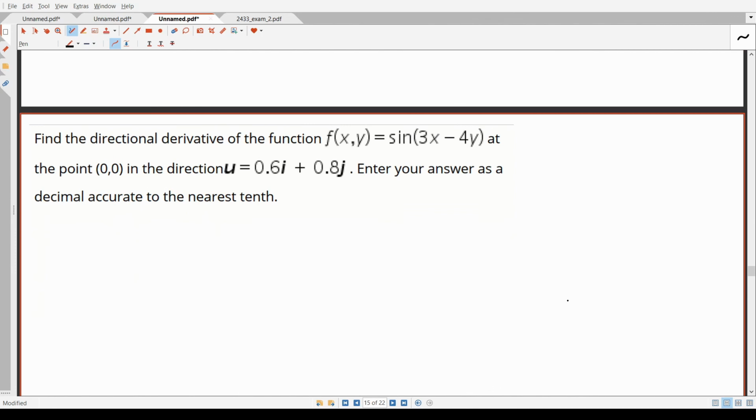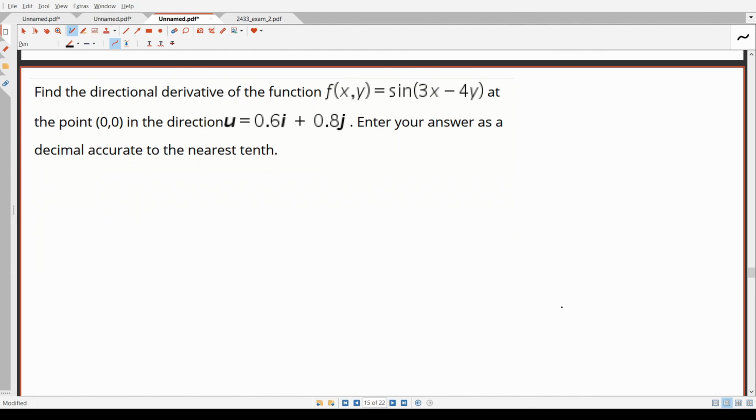Find the directional derivative of the same function at the point 0, 0 in the direction of this. Okay, so we need to check that that's a unit vector, and if not, we need to convert it to a unit vector. It is a unit vector, right? So this is 3 over 5, and this is 4 over 5. We'll see that in a second, it's going to be a unit vector. I'm just putting that to remind myself.